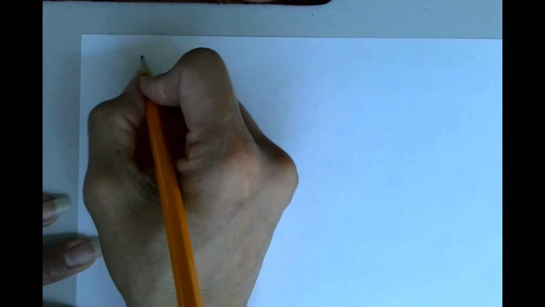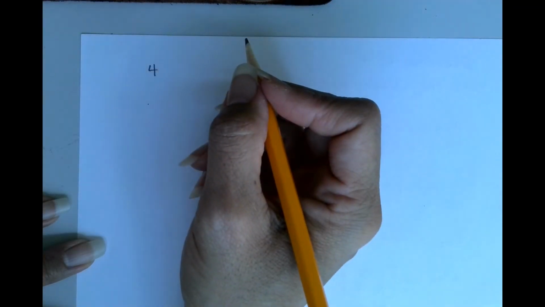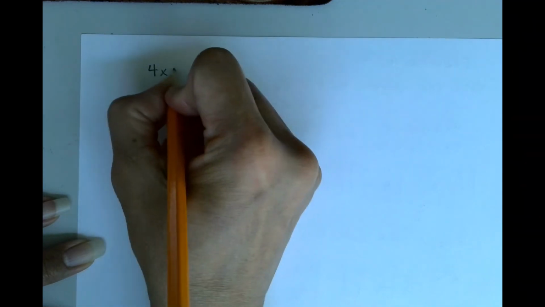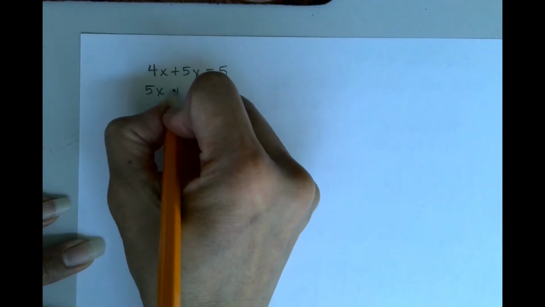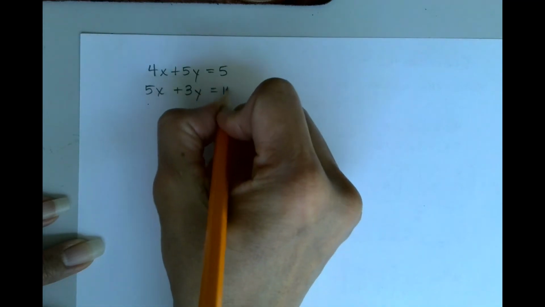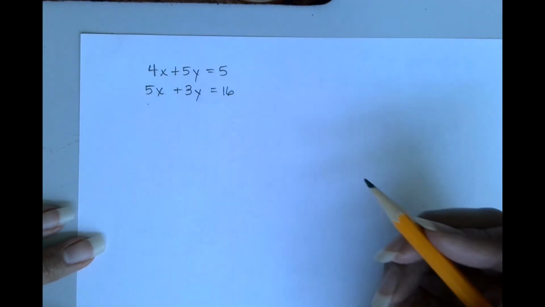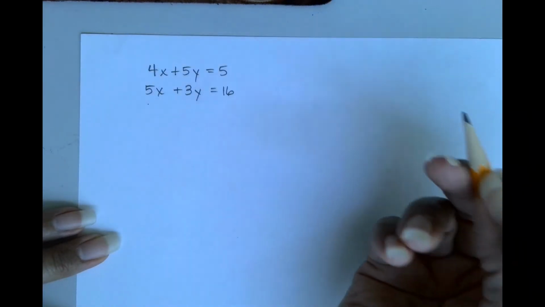I'm going to rewrite the problem. But this time, let me write it first, and then you can see the setup. So 4x plus 5y equals 5, and we had 5x plus 3y equals 16. So we're going to create an augmented matrix, and the constants are going to be on the right side of a vertical line within the matrix, similar to what we had done before.